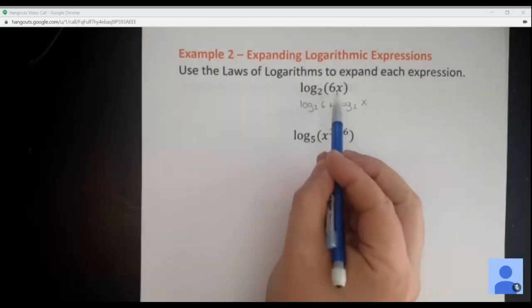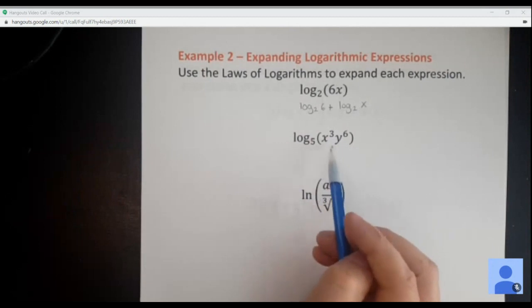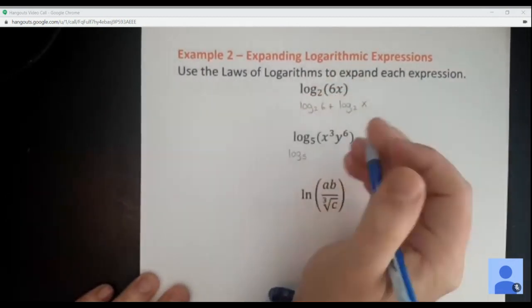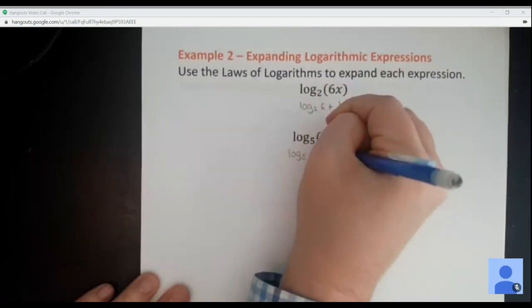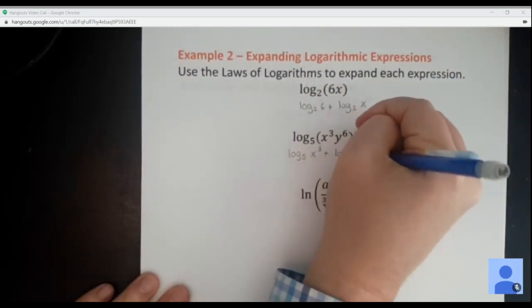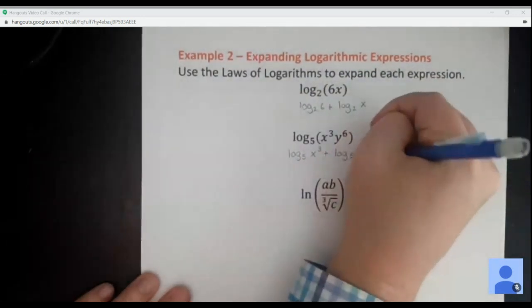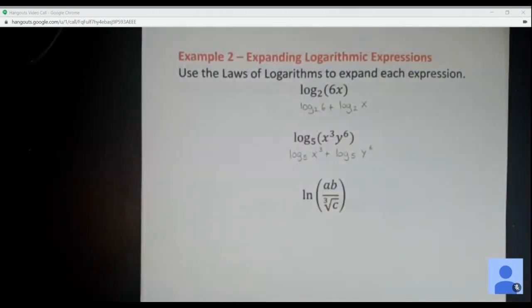Because like we had here, we had multiplication. We have multiplication here also, so we can expand it using addition. We're going to have the base 5 log of x cubed plus, again, keep the same base, so base 5 log again, and then we have the y to the 6th power. So because we have multiplication in there, when we expand it this time, we're going to have addition in between the two logs. Keep the same base for both your logs. Now, do we have any other laws that we can still apply to that one to expand it even further?